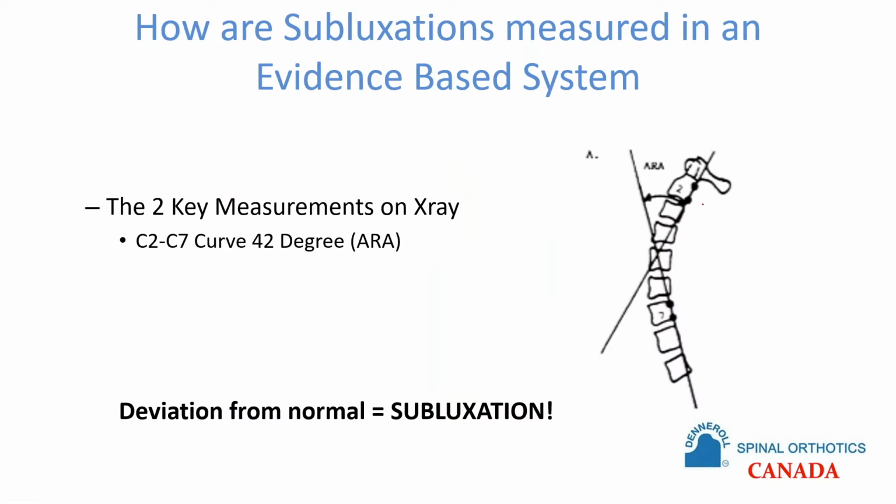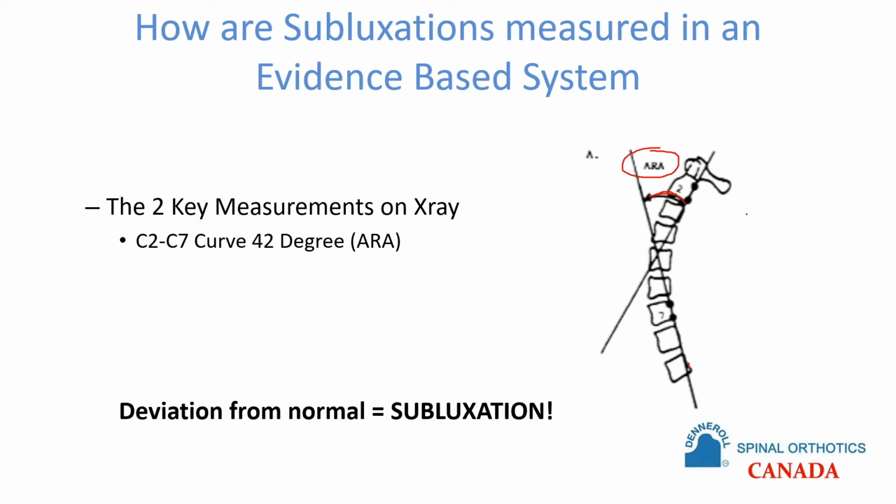Total measurement of curve, right? So we have our diagram here on the right. We see that black line, and that black line is running parallel. It's running, I should say, tangent even to the back of C2. So I draw a line straight down. I draw a line straight up from C7 that hits the back of C7, and that creates this intersecting angle over here, right? And that angle is our total measurement of curve.